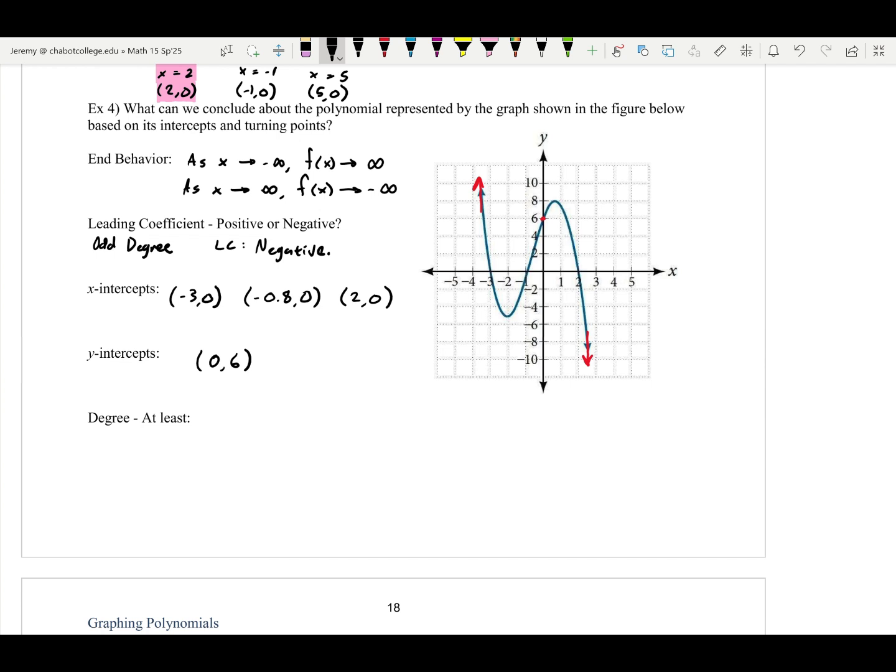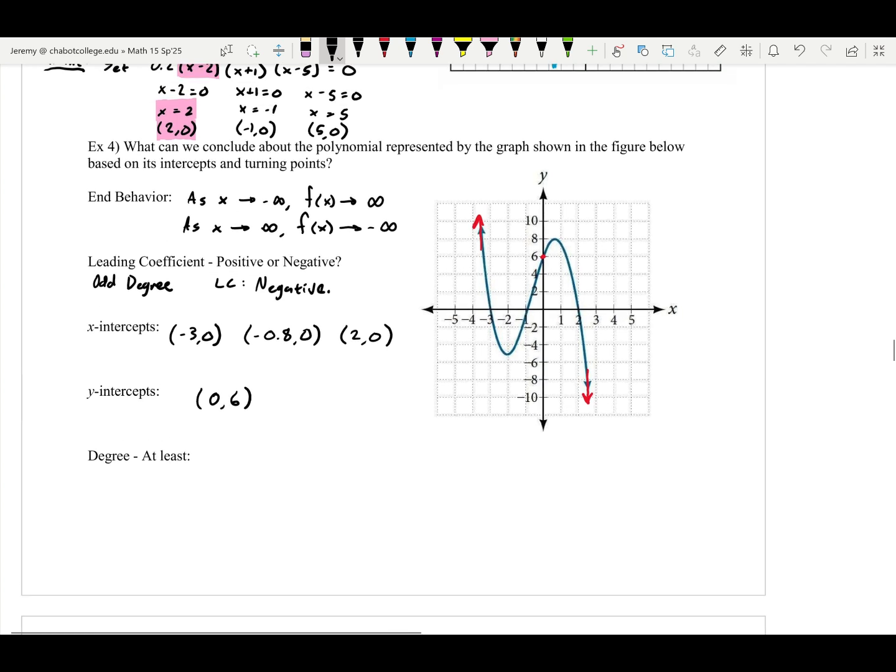And now the degree at least. So we know that the degree is odd. We are talking about that.